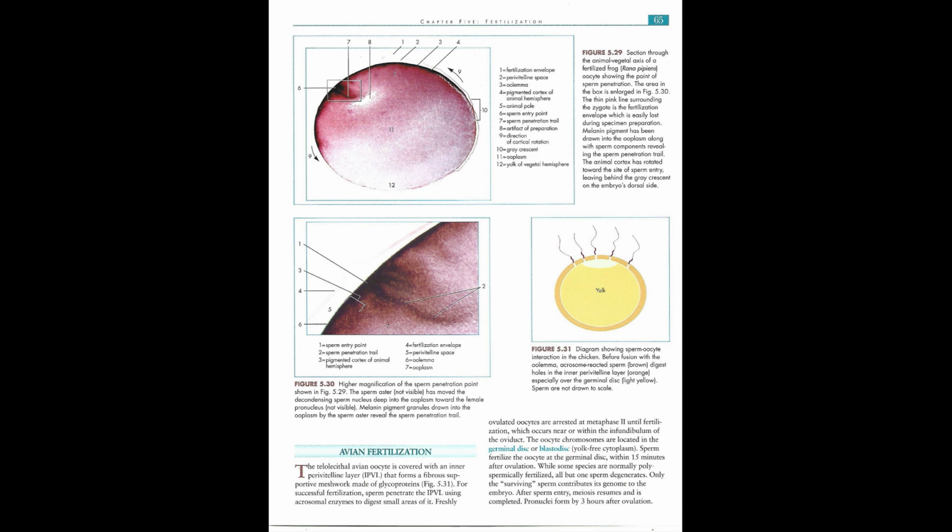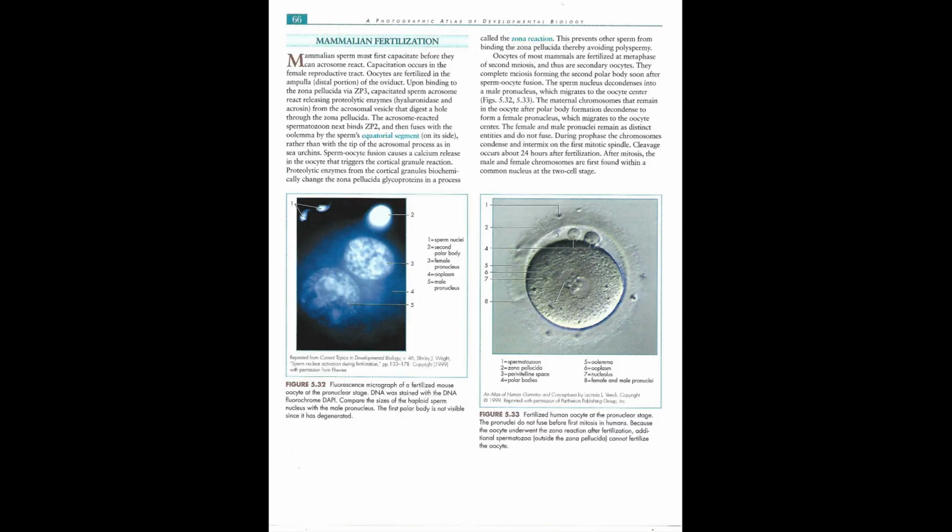Sperm fertilize the oocyte at the germinal disc, within 15 minutes after ovulation. While some species are normally polyspermically fertilized, all but one sperm degenerates. Only the surviving sperm contributes its genome to the embryo. After sperm entry, meiosis resumes and is completed. Pronuclei form by 3 hours after ovulation.